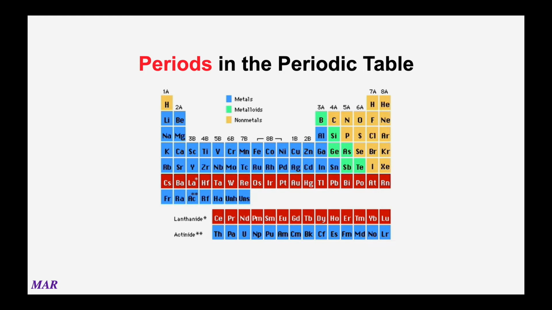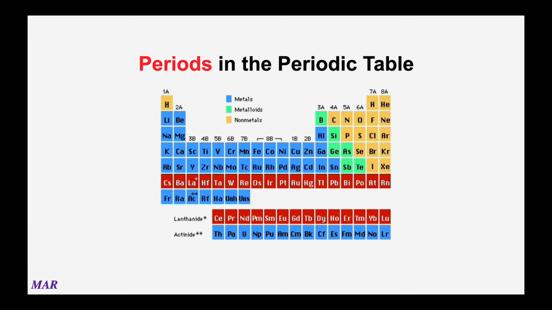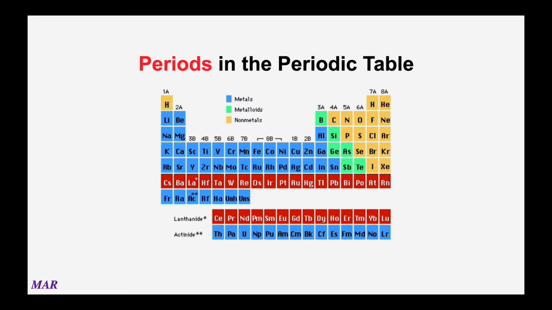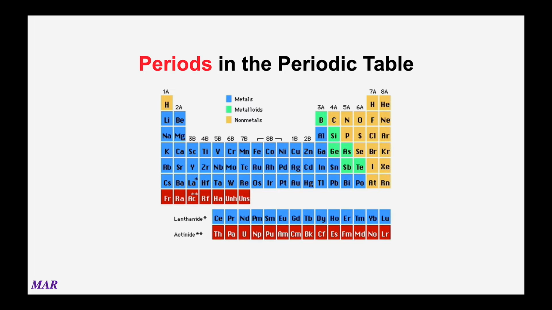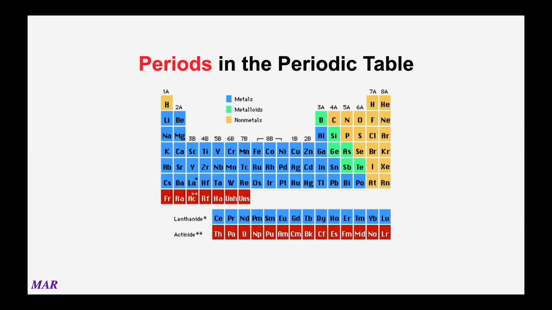Periods on the periodic table go left to right. So in this animation, the red represents a period. The first period is hydrogen and helium. The second period is lithium on the left through neon. Third is Na, sodium through argon. Fourth is potassium, K through krypton, etc., etc.